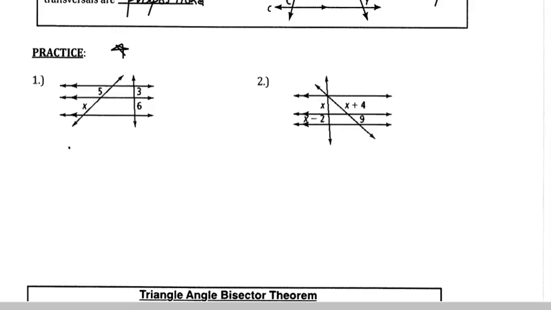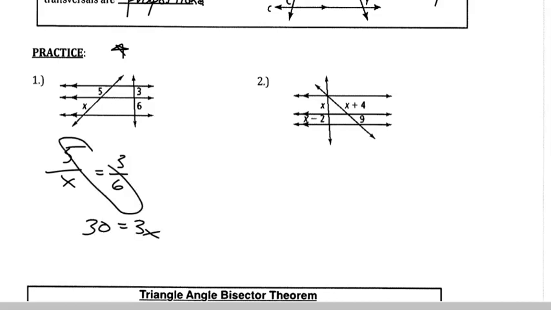All right, I'm going to do top over bottom equals top over bottom. Then I'm going to cross multiply. I get 30 equals 3x. Divide by 3, and you end up with x equals 10.